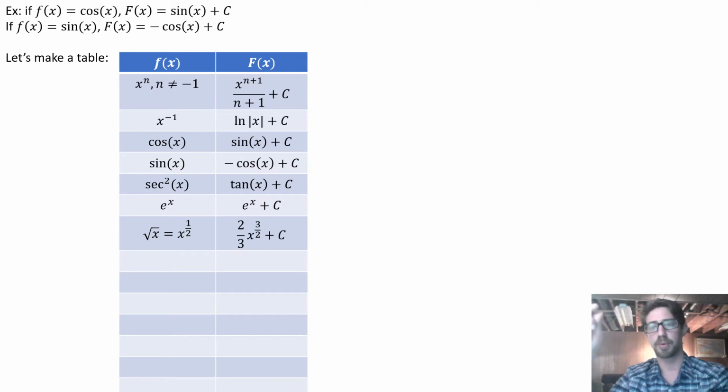For a fractional exponent, that's almost its own rule, where it's like the reciprocal times x to the 1 plus n.